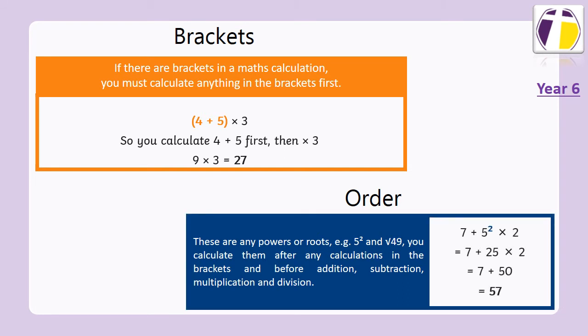7 add 5 squared times 2. This is the same as 7 add 25 multiplied by 2. Once we've worked out that 5 squared is 25, we then have to do the multiplication part. 7 add 50 is 57. Here you can see we did 25 times 2 and then finally we did the addition.